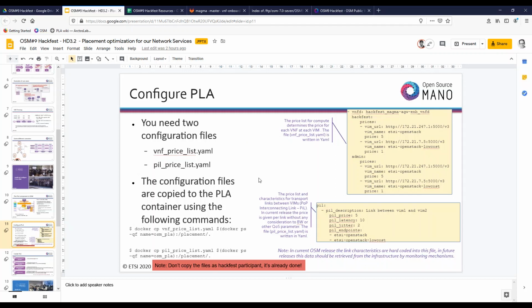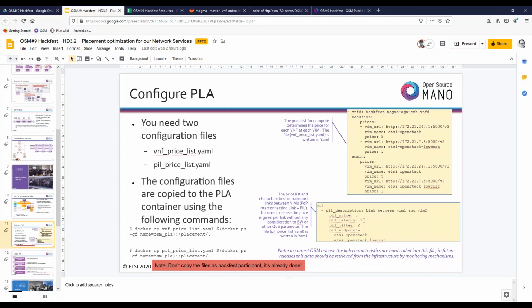There is also the point of presence interconnection link, or PIL, price list file. And this describes the characteristics for the transport links between the VIMs. And currently the price per link is given without any consideration to bandwidth or other quality of service parameters as such. So it can look like this. To send some sort of data between, or allocate connectivity between, the first and second VIM, it will cost us 5 credits or dollars or whatever. It has the characteristics that the latency is 10 milliseconds and the jitter is 2 milliseconds and so forth.